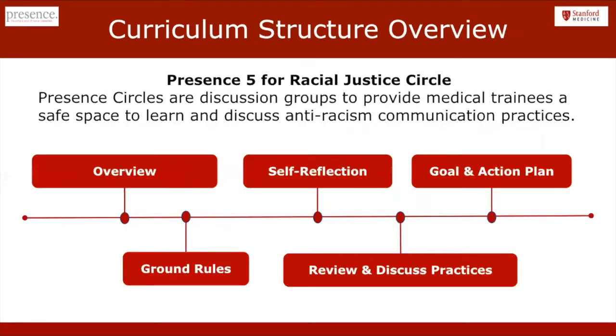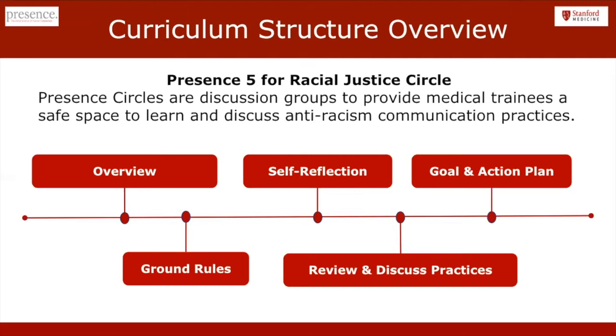The Presence 5 for Racial Justice circles are discussion groups to provide medical trainees a safe space to learn and discuss anti-racism communication practices. We recommend that circles are facilitated either by clinician educators, chief residents, or peers. Here is the agenda of a Presence circle, which we will run through in just a moment.